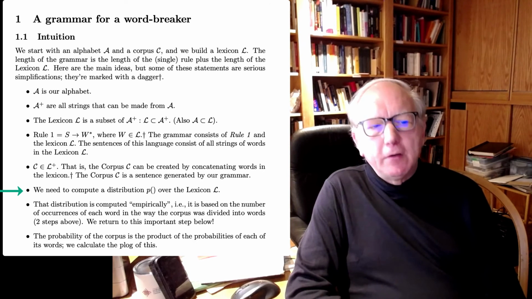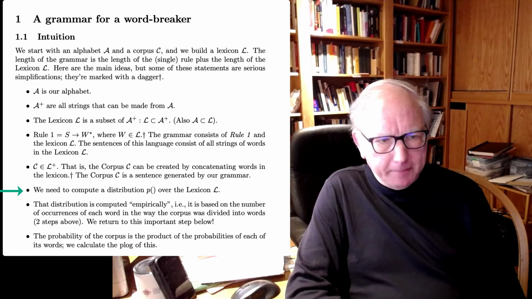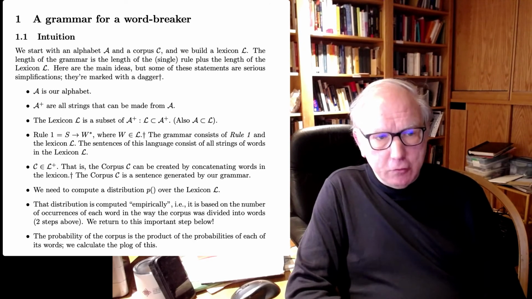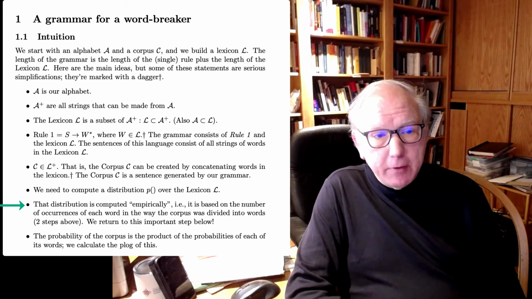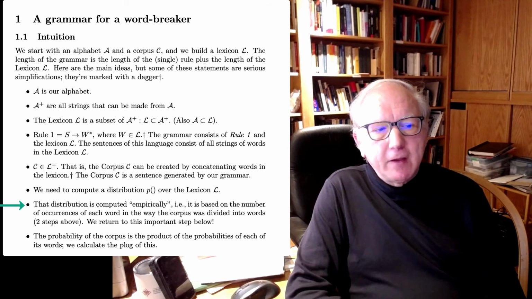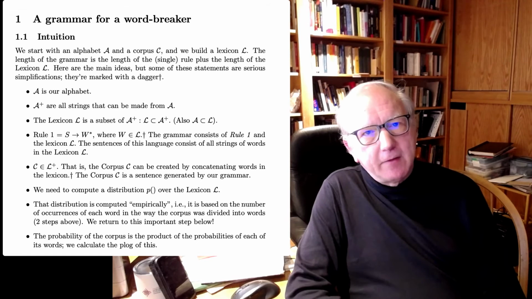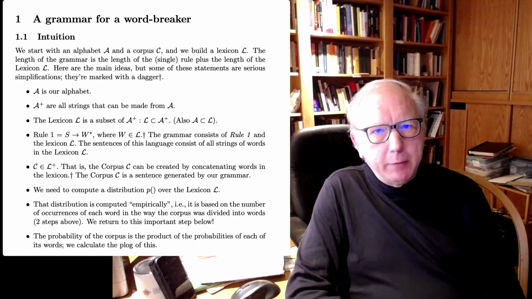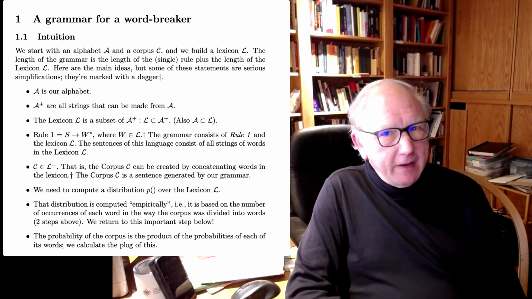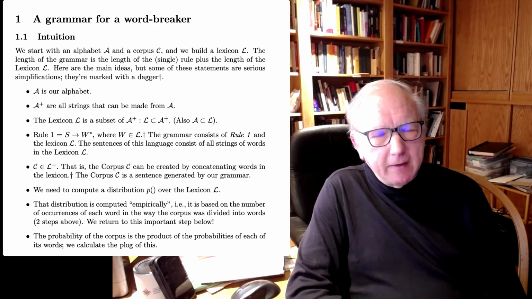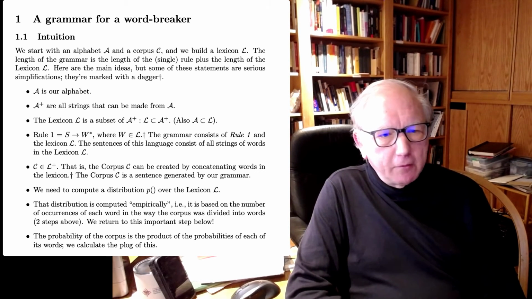We need to compute a distribution P over the lexicon L. That distribution is going to be computed empirically. That is to say, it's going to be based on the number of occurrences of each word in the way that the corpus was divided up into words two steps above. We'll come back to this very important step below. But the corpus is really a string of letters from the alphabet, and we're interested in various parses of it, breakings up of it into sequences of words.